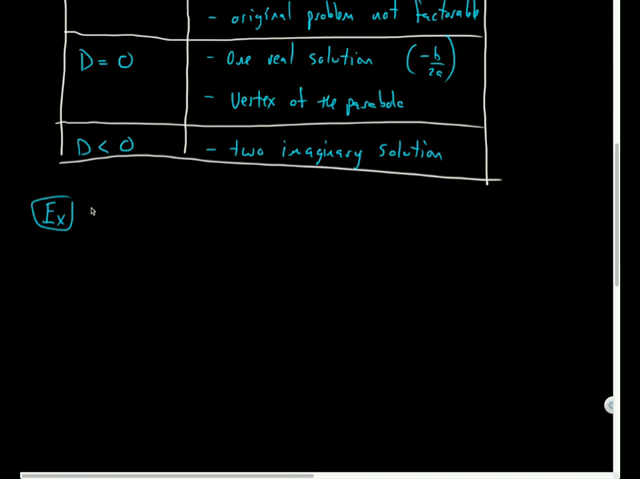So let's do an example. So my directions will typically say something like determine the nature of the roots.